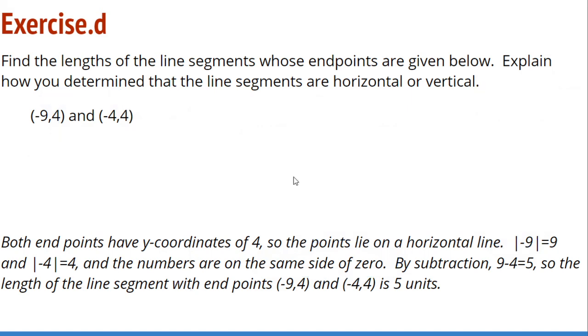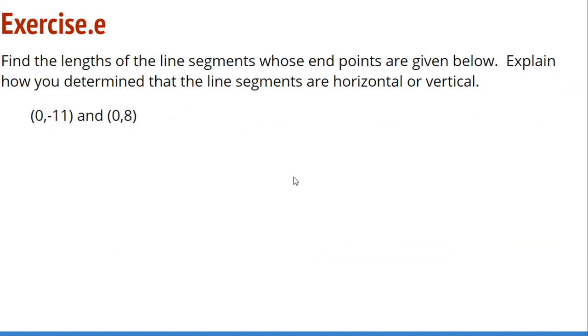One more to look at. Interesting. So I have an x-coordinate of 0. I'm not moving any left, I'm not moving any right. So this is a vertical line because they share an x-coordinate. And the vertical line is the y-axis. It's not to the left of the y, it's not to the right of the y, it is y.